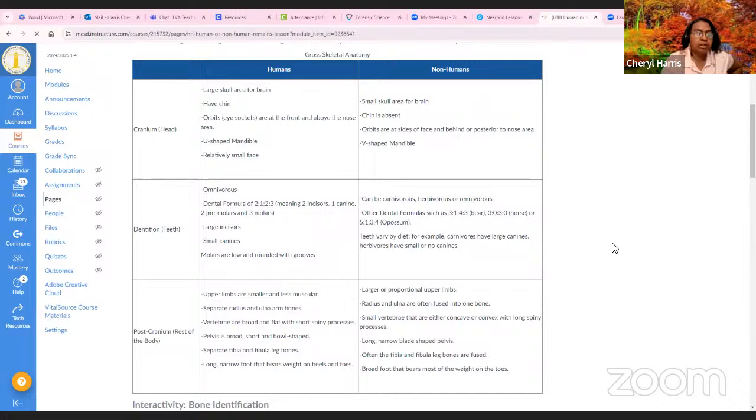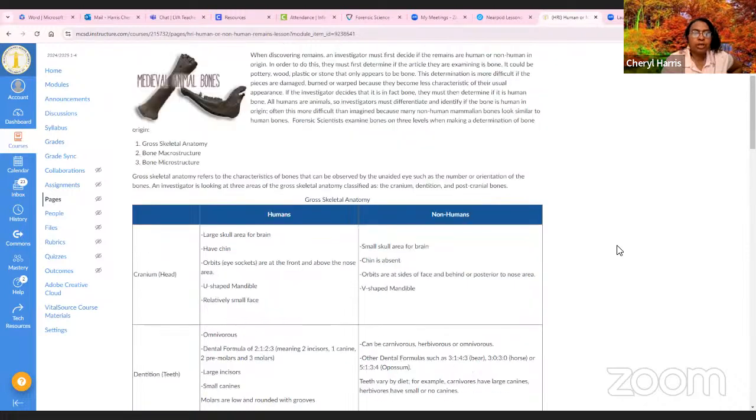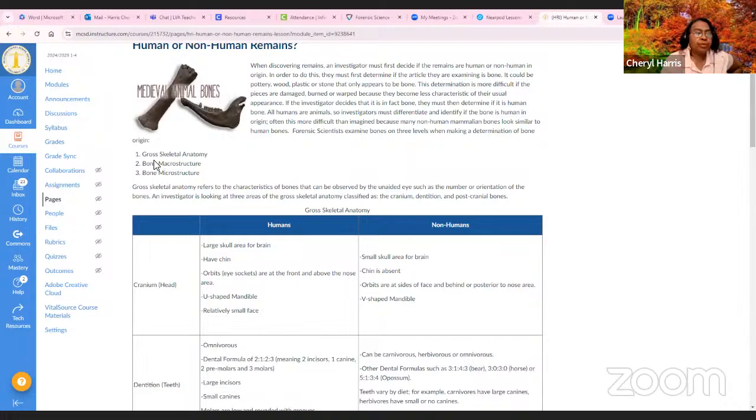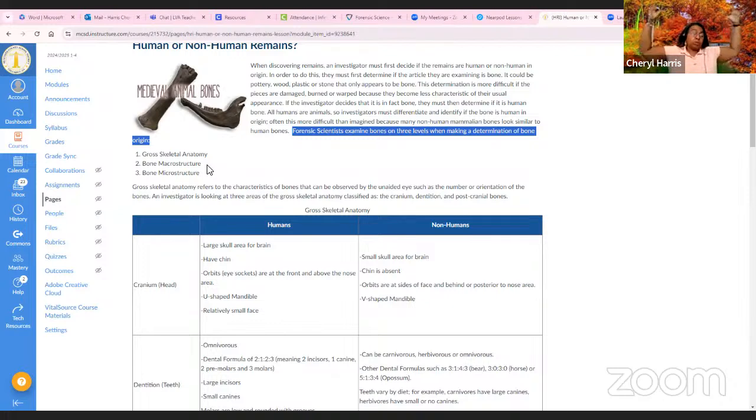All right, so hopefully you've had a minute to look at this chart. So gross skeletal anatomy, it says forensics examines bones in 3 levels. So make a note of that. 3 levels. Gross skeletal anatomy, bone macrostructure. So gross skeletal anatomy is the whole skeleton. Can we put the whole body back together? Then there are large pieces, and then microstructures would be bone fragments.